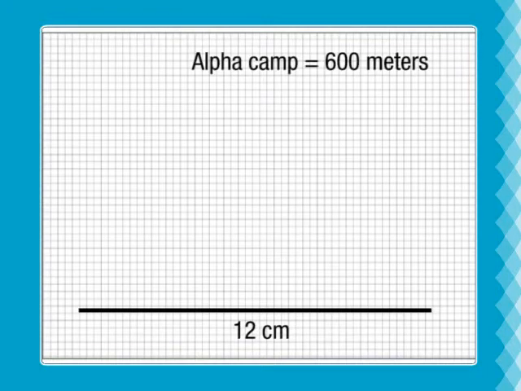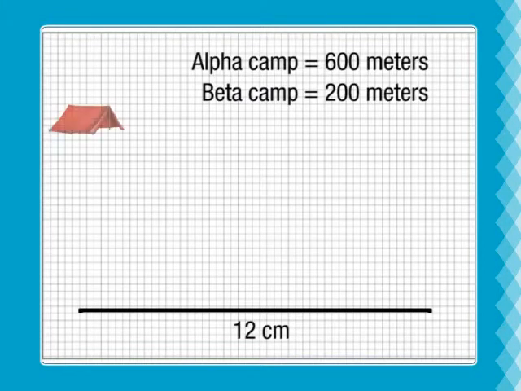Since Alpha Camp is 600 meters from the riverbank and Beta Camp is 200 meters from the riverbank, Alpha Camp is 6 centimeters above the left-hand end of the river on the scale drawing. Beta Camp is 2 centimeters above the right-hand end of the river. Draw these lines on your graph paper.